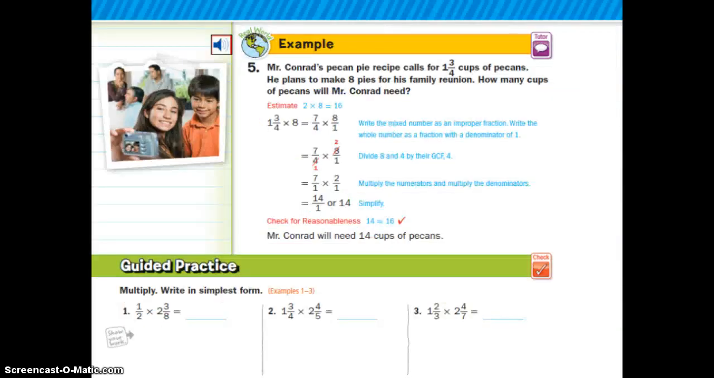Mr. Conrad's pumpkin pie recipe calls for 1 3/4 cups of pecans. He plans to make 8 pies for his family. How many cups of pecans will he need? So again, we go 2 times 8 and get 16, so our guess is somewhere around 16 cups.